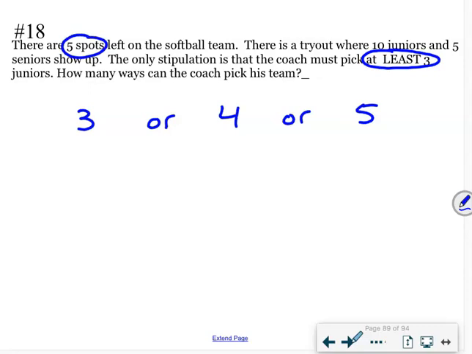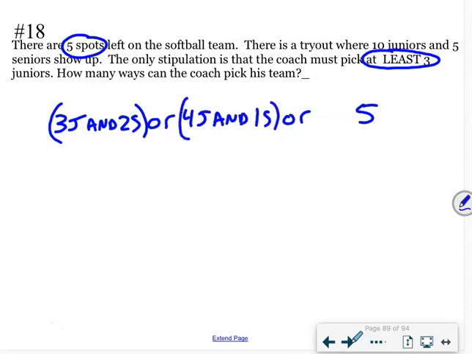So I should update this a little bit. We have 3 juniors and 2 seniors. That's one possibility. Or 4 juniors and 1 senior. That's another possibility. Or 5 juniors, but that would be 0 seniors. All right, so let's look at these.